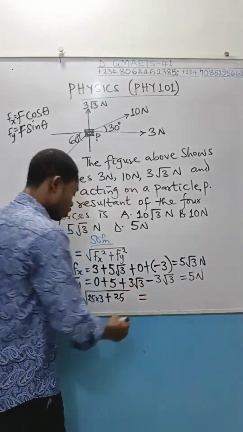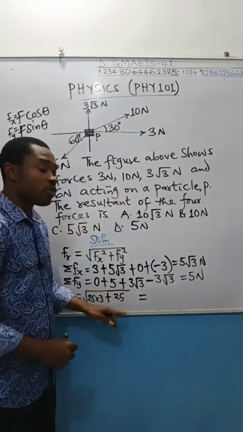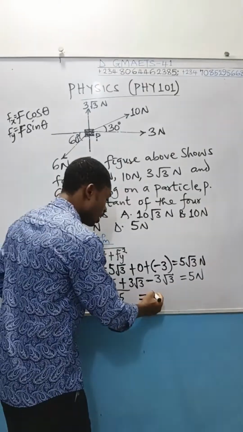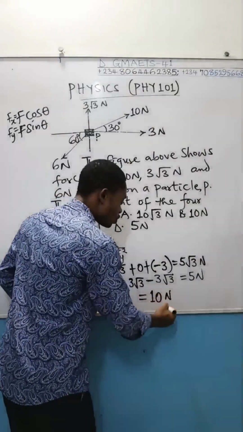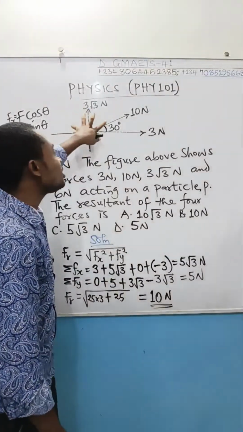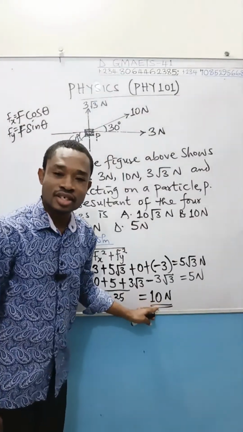If you work on this, what would you get? 25 times 3 will give you 75. 75 plus 25 will give you 100. Square root of 100 is 10. So, the resultant force acting on this particle is 10 Newton.